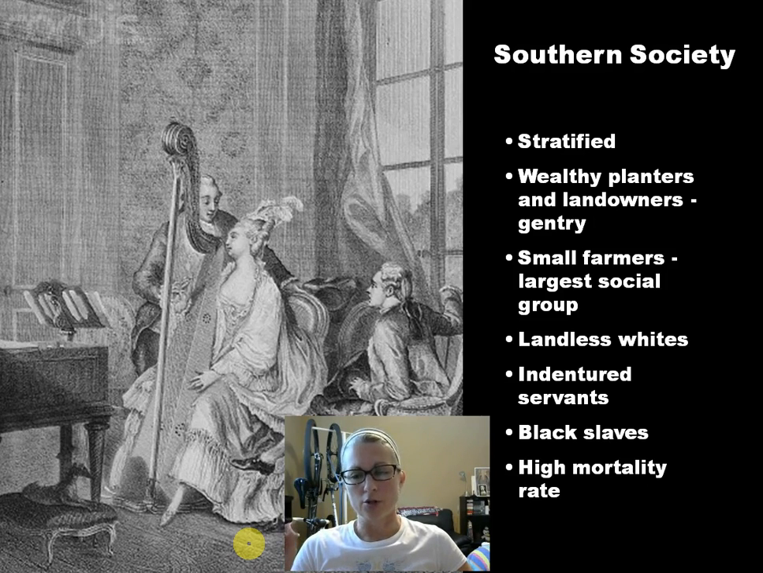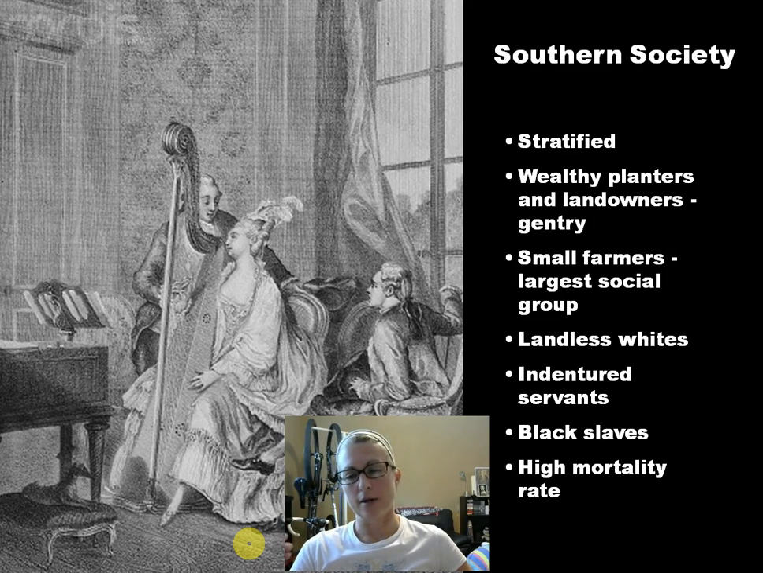About 25% or so owned slaves. It's a big myth about the South that everyone owned slaves. It was relatively expensive for most people. So most of the people who owned slaves are going to be in that top, wealthy planter, gentry class. A lot of small farmers may have had one slave, two slaves maybe, but again, most people did not own slaves in the South. Below the small farmers, you have landless whites. Below them, the indentured servants, and of course, slaves are going to be at the very, very bottom.